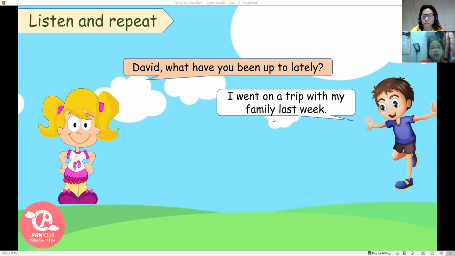We went to the park. You went to the park. So what did you do at the park? We played in the playground. You play in the playground. And eat ice cream. And eat ice cream, okay.